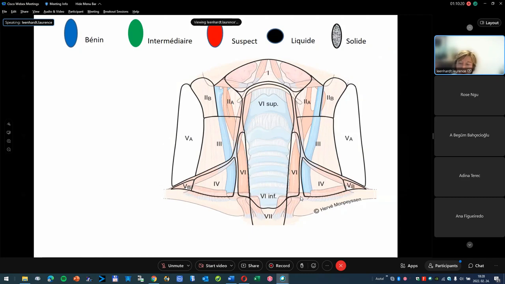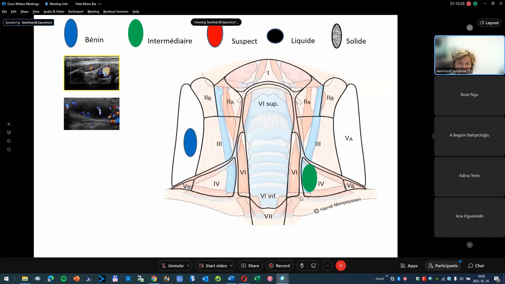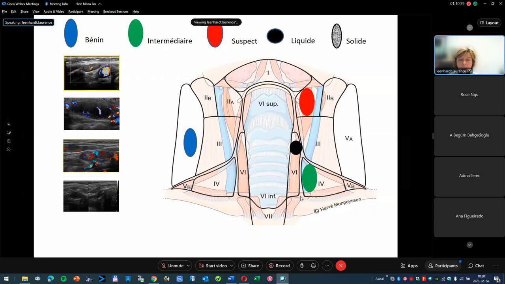And then you draw the lymph nodes on the diagram, as you have seen: the blue one you can ignore if you want, but especially the green ones that are intermediate, and the suspicious ones in red. And if you see, for example, a small lymphocele, a liquid one, in dark, in black, and in gray, a solid structure that can correspond to a surgical clip or a granuloma.